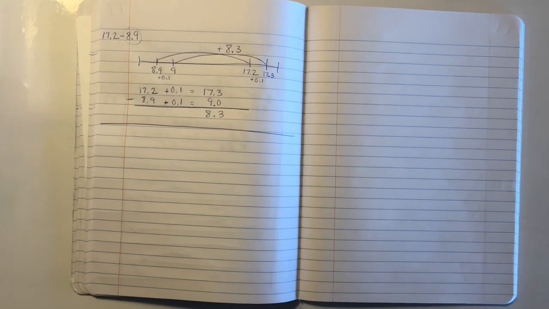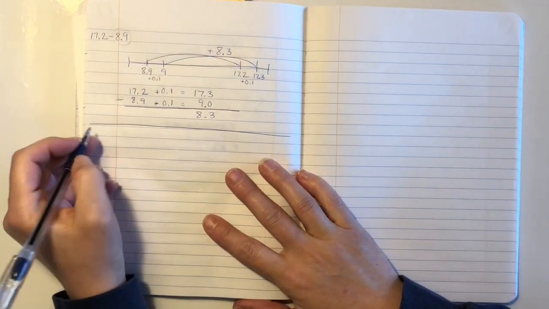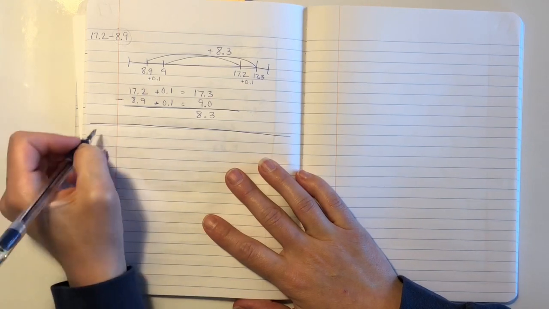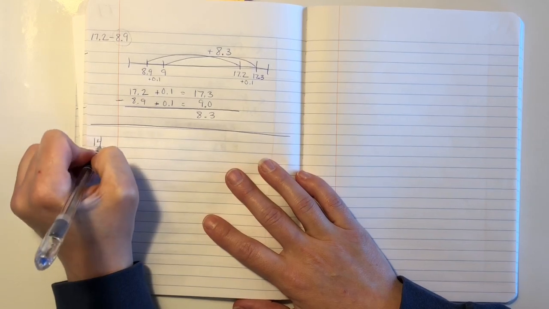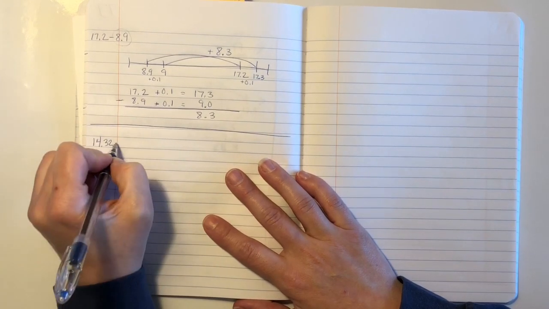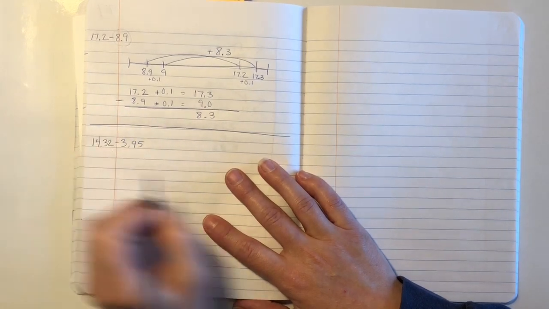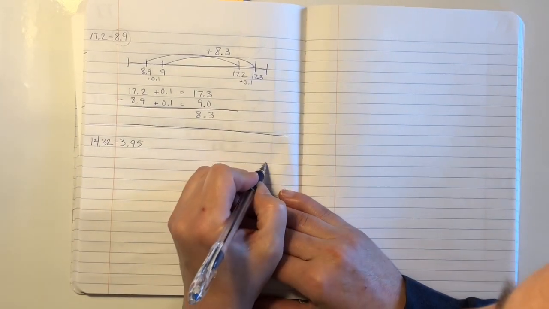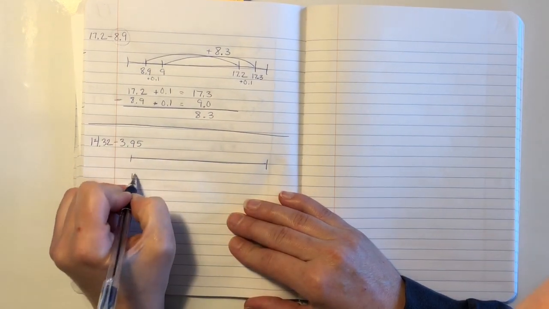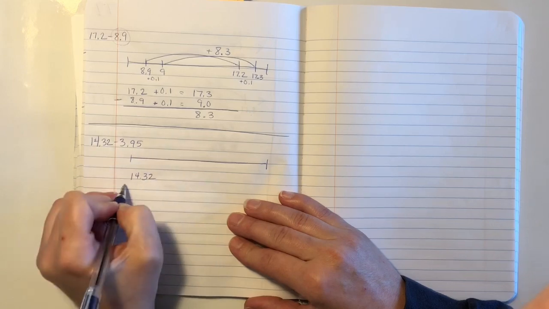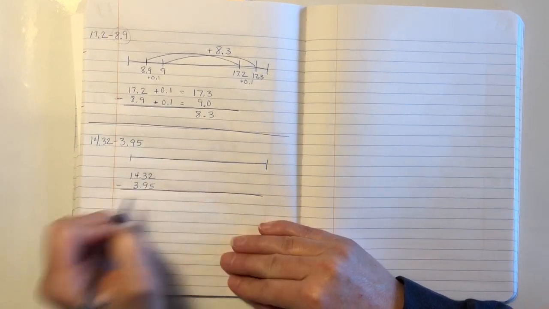All right, now let's try just a couple more problems. So if I had, let's do 14 32/100 take away 3 95/100. Once again, we can draw a number line, but I'm going to rewrite my problem so that I may use the constant difference strategy.